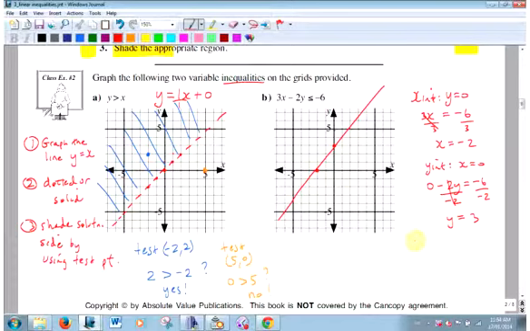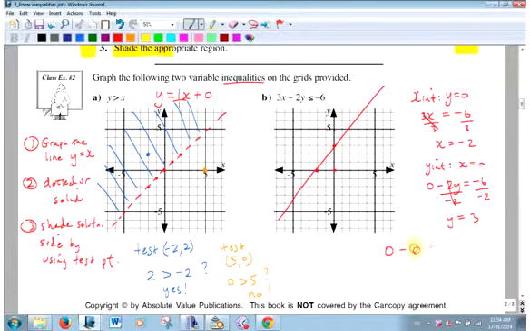How do I know what side to shade here? I'm almost done. Here's a test point. What's your favorite test point? What's the nicest point you could possibly use? Like, do you want to use, let's use 5.5 and negative 2 3/4? Would that be a smart thing to do? Can I use this point? Then use it.